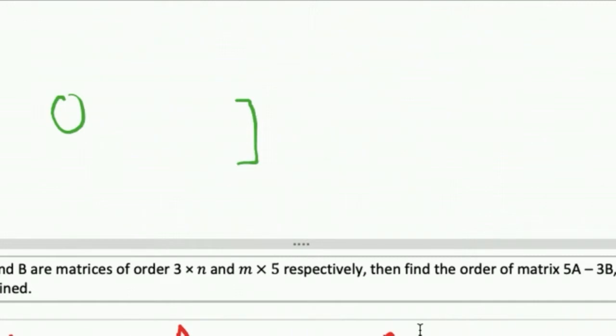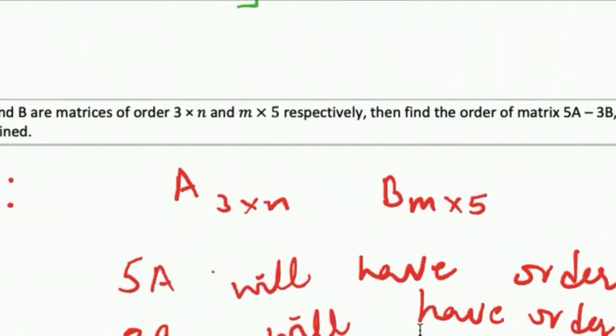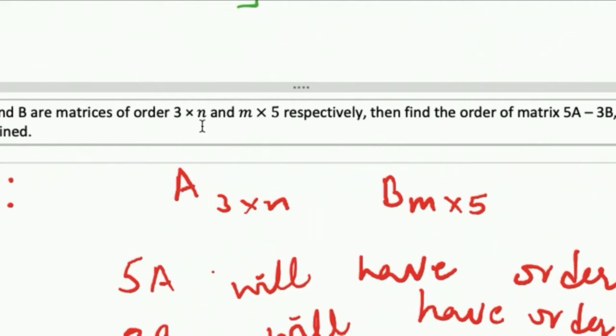Now the fourth one. It is a very simple and a tricky question. If A and B are matrices of order 3 cross n and m cross 5 respectively, we know 3 is the number of rows, n is number of columns. Similarly here 3 is number of rows and n is number of columns, and this is called order. Now I have to find order of 5a minus 3b.